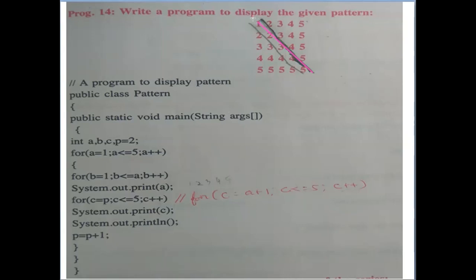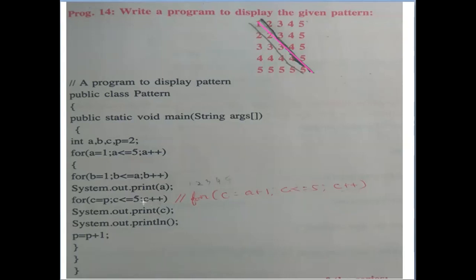But once you print 1, it will not come to the next. This second loop should complete. Second inner loop: C will start from P, that is from 2 it starts, less than or equal to 5. See, it is starting from 2, ending at 5. So 2, 3, 4, 5 is printed here. Cursor goes to a new line. Then P is equal to P plus 1, because next time we want the second row to start from 3, not from 2. If I keep P as 2, then once again it starts from 2, 3, 4, 5. The pattern will change. That is the reason P has been used.